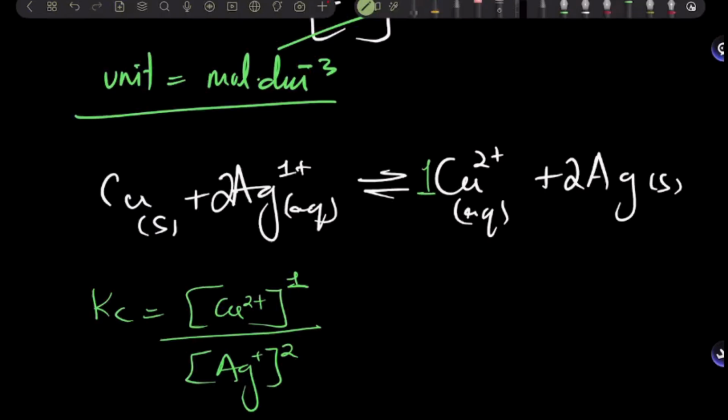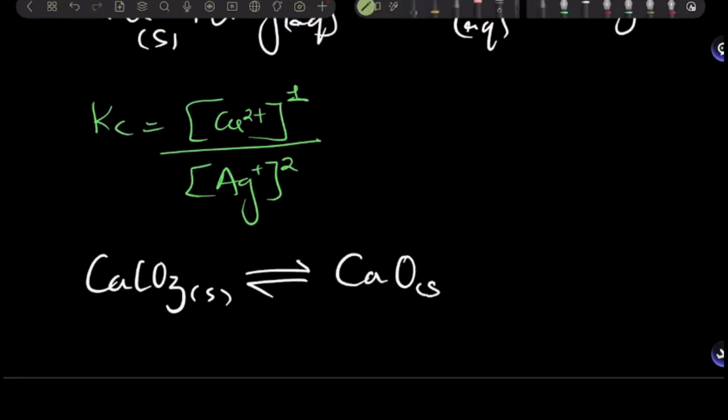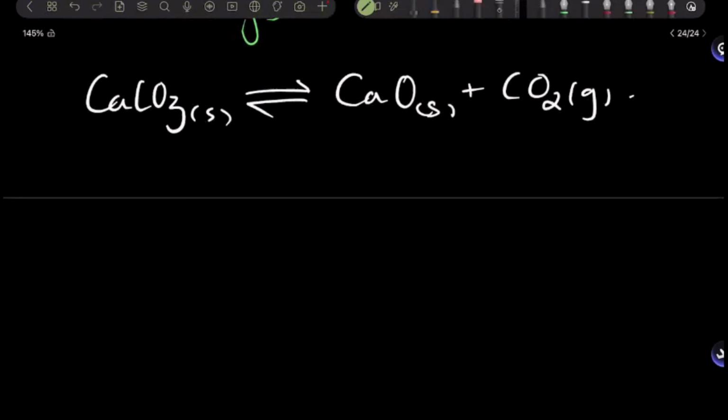And that is, for example, calcium carbonate's decomposition. So calcium carbonate solid would decompose and form calcium oxide solid plus carbon dioxide gas. Now I need to write the Kc expression for this. So if I want to write the Kc expression, that would be right hand side over left hand side. But what do I mention from the right hand side only? The carbon dioxide gas.